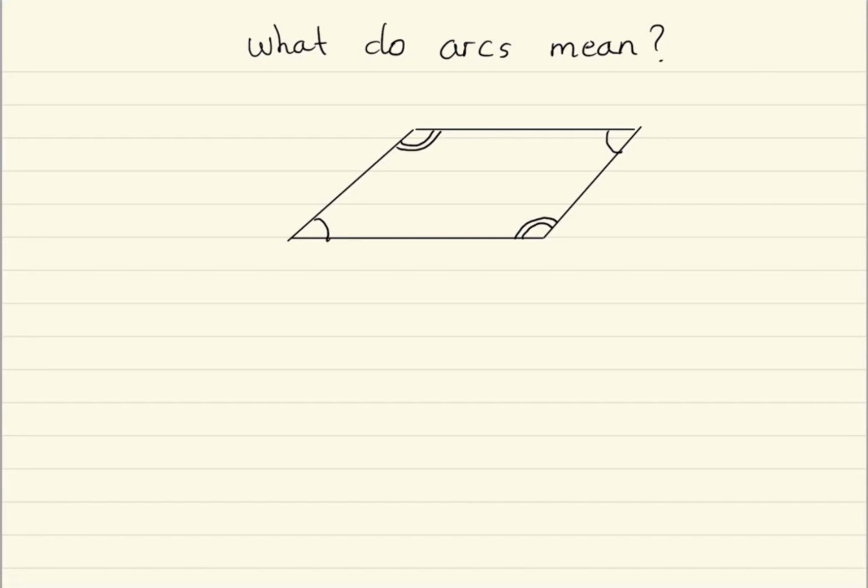So today I'm going to teach you what arcs are in geometry. They basically indicate an angle. So you can see here we have one arc and we have another arc right here. So these angles are equivalent. So we could say, for instance, that they are 30 degrees.